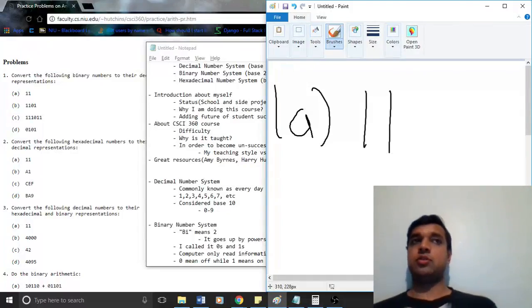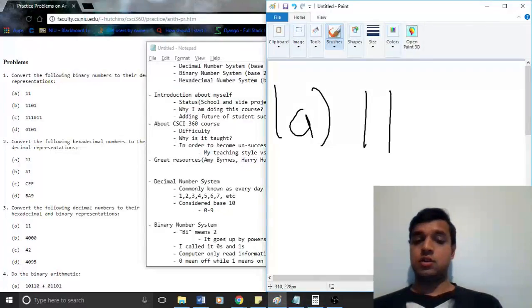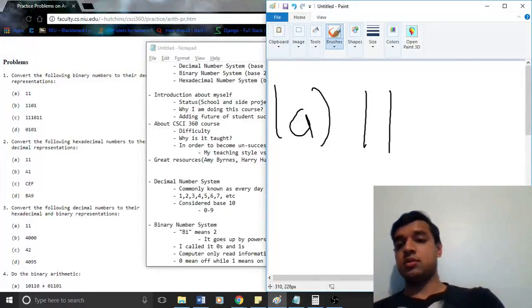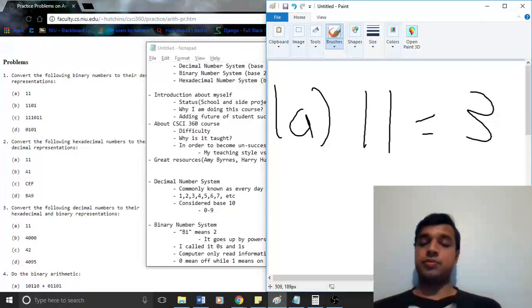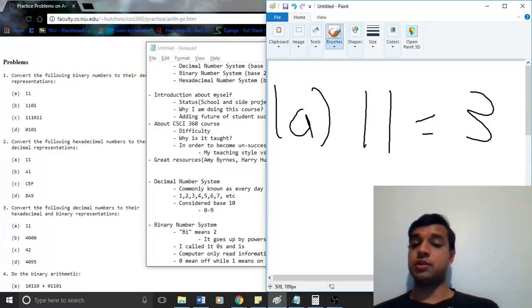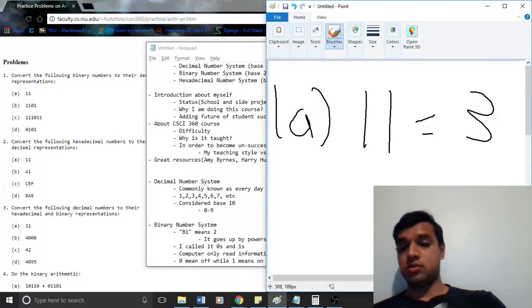So in computing, they would look at this and they would say it's 3. Now, how did the computer get that answer to become 3? I'm going to show you how. So the first value right here is a 1, and every time you should always start from the right and go to the left. So that 1, the first value, is 2 to the 0. Every time the first value is 2 to the 0.